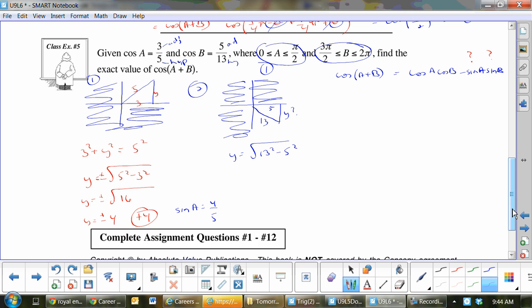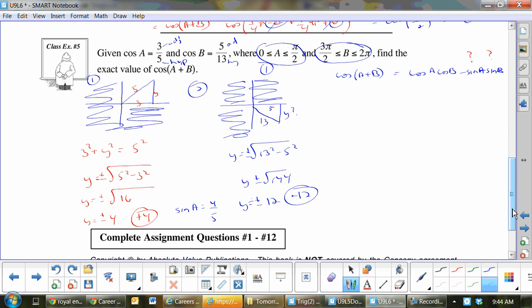Okay, so we're going to get y, oh, forgot my plus or minus, y equals plus or minus the square root of 144, y equals plus or minus 12. Which one am I picking? Minus 12. So I'm going to go with the minus 12 because of the quadrant it's in.